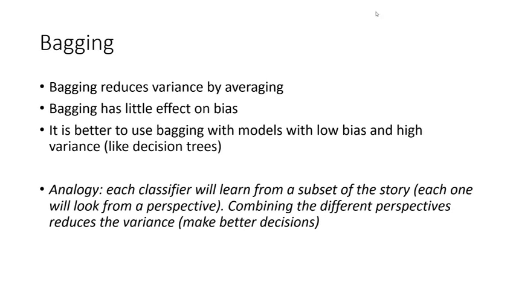Because decision trees have this big problem. They have high accuracy on training, but they don't generalize well. They have high variance, low bias. So the bias is not a problem with decision trees, but the variance is very high. This is why we combine them a lot with bagging, and the results are excellent. Decision trees on their own are just an average classifier, but when used in combination with bagging, they become like on steroids.